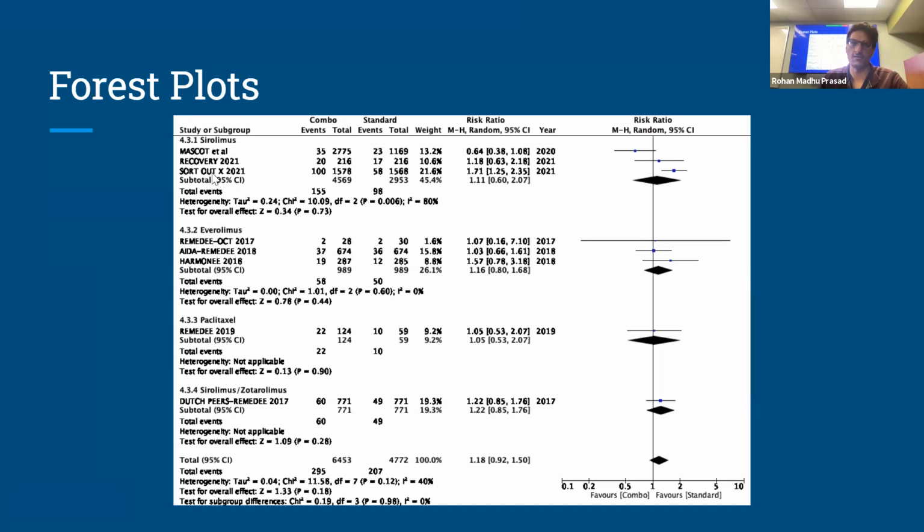Now notice how I couldn't combine this one Dutch peers remedy study in the sirolimus group with the mascot and everything else, because this is different, right? I couldn't pool this one with that because this one used zolidlurmus. So that one difference excluded that study from this sirolimus. But as you can see, I did a subgroup analysis where I compared the sirolimus versus everolimus versus paclitaxel.